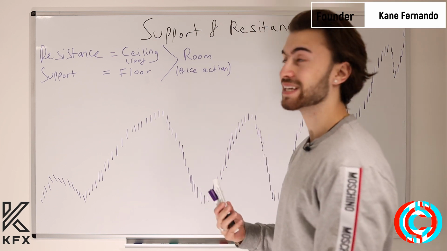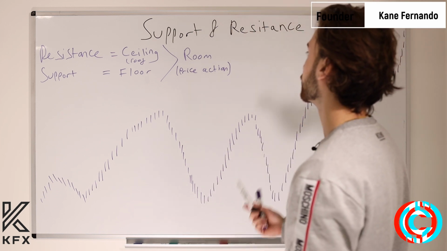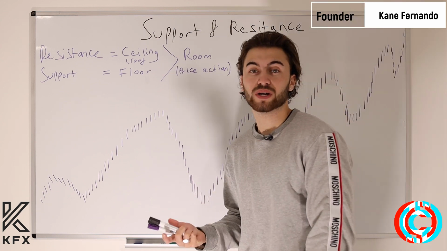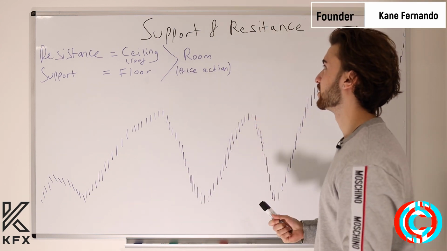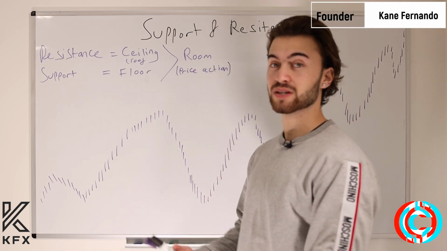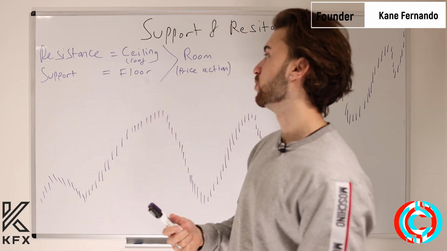So the first thing we need to take into consideration is what is a support and what is a resistance. Okay, so support and resistance, what is it? We first need to understand what they are fundamentally, and then we can place them on the charts and take it from there. So, a resistance level and a support level.